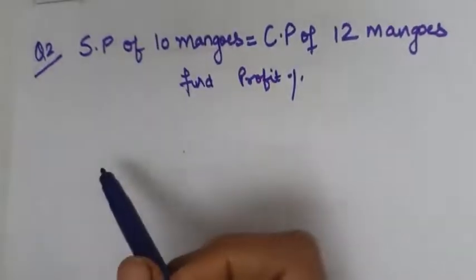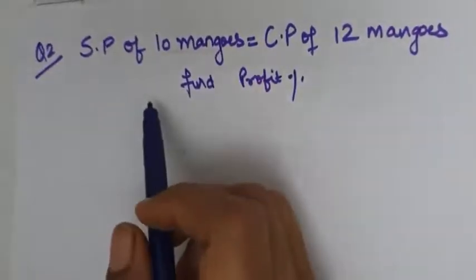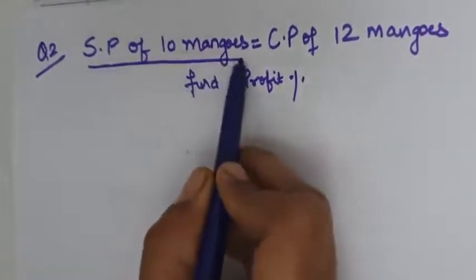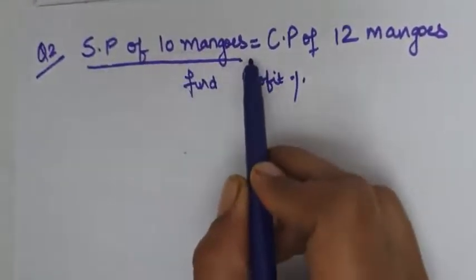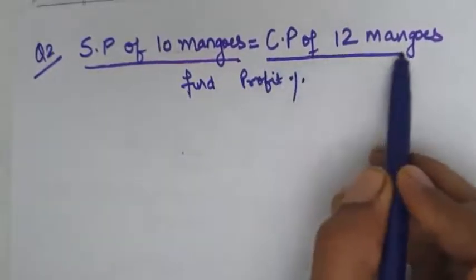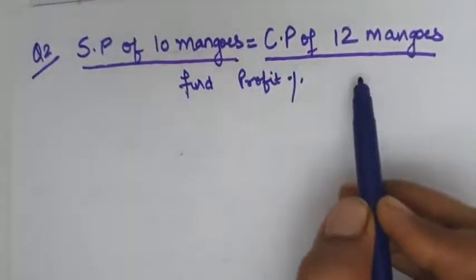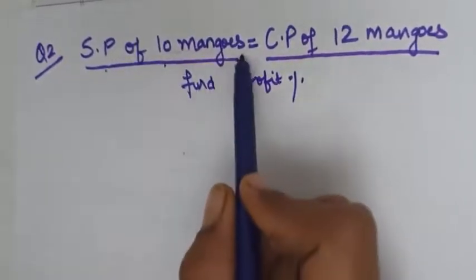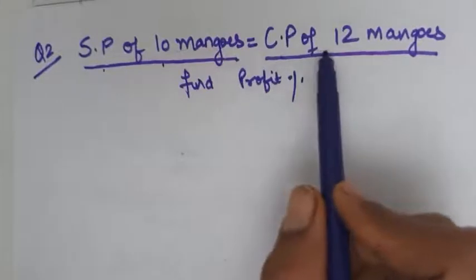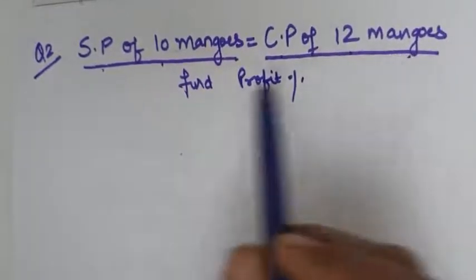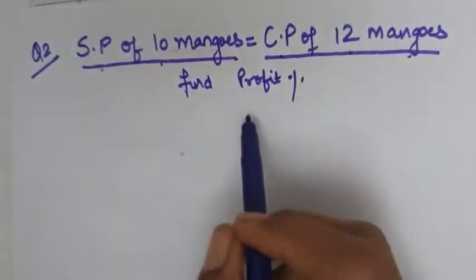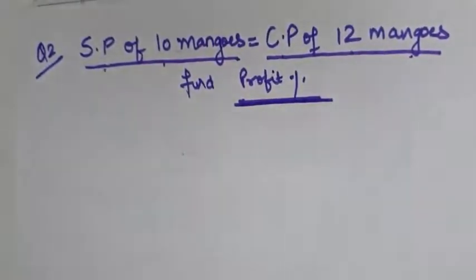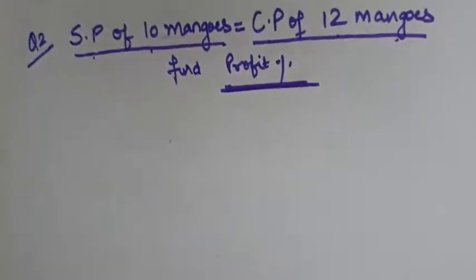Now let us discuss the second question. In the second question, only one thing is given to you, that the selling price of 10 mangoes is equal to the cost price of 12 mangoes. And what you have to find out? You have to find out the profit percentage. So let us start.